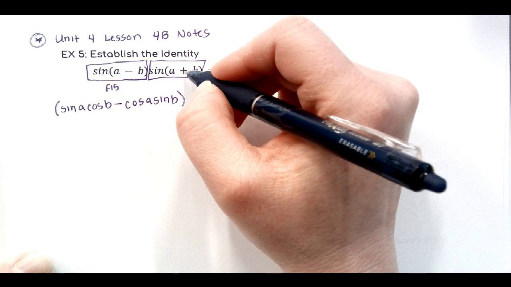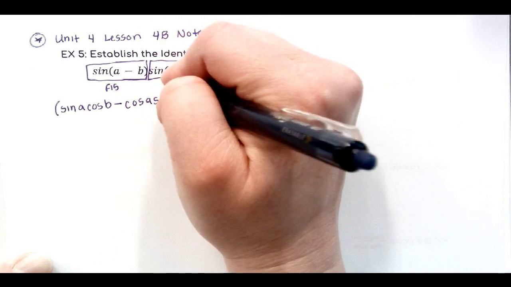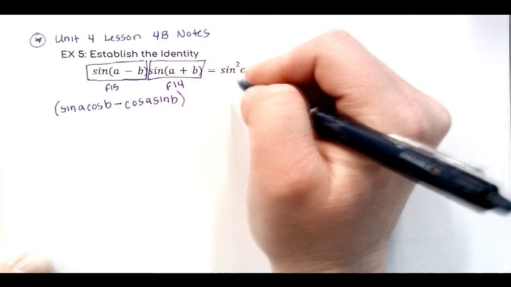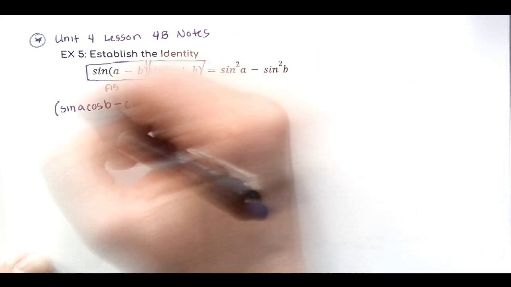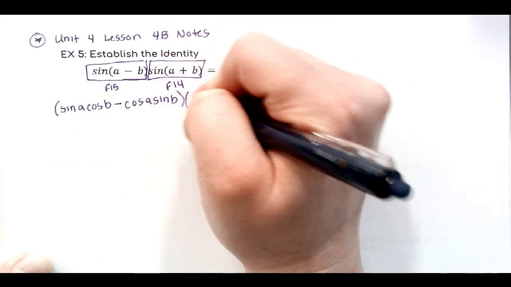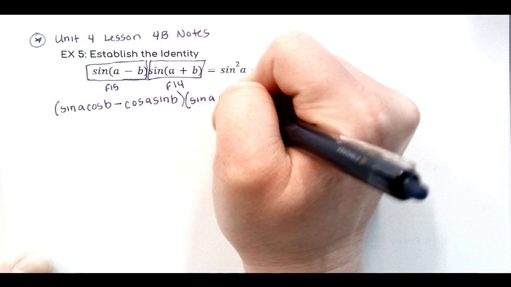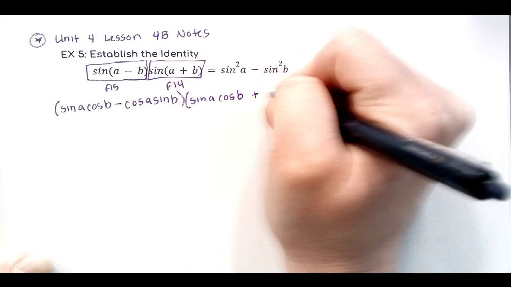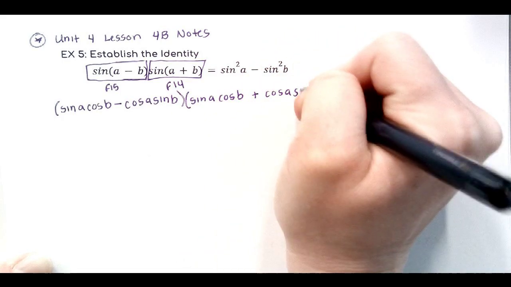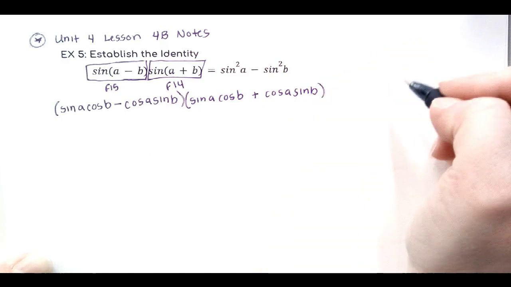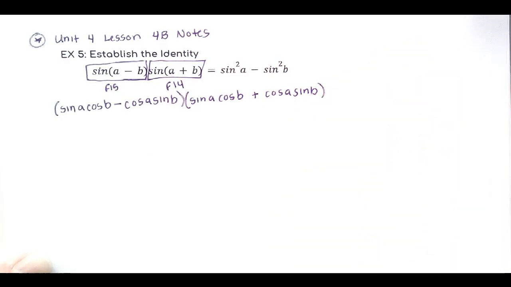Then we have sine of a plus b, which again, using my formula sheet, it's formula 14, goes in parentheses because I'm going to have to distribute. I get sine a cosine b plus cosine a sine b. When you distribute, it's going to be a bit of a mess.